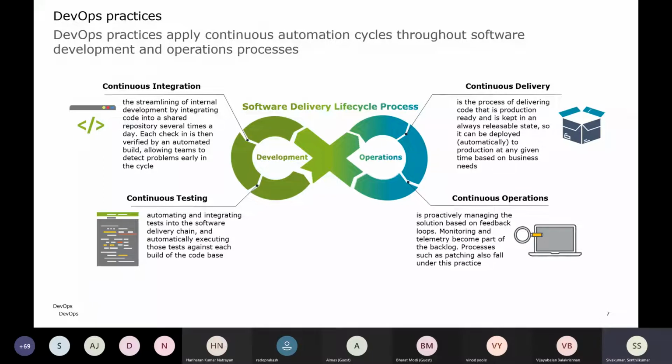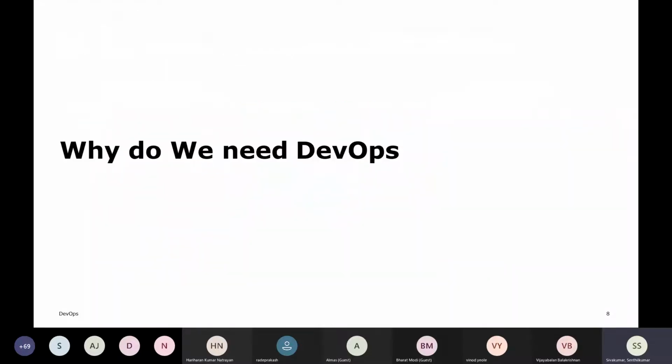But in a general way, the DevOps practice covers these four important phases: continuous integration, continuous testing, continuous delivery, and continuous operation. So always keep these two things: one is the principles of DevOps and best practices, and following that, you need to derive the project requirements. The next one is why do we need DevOps?